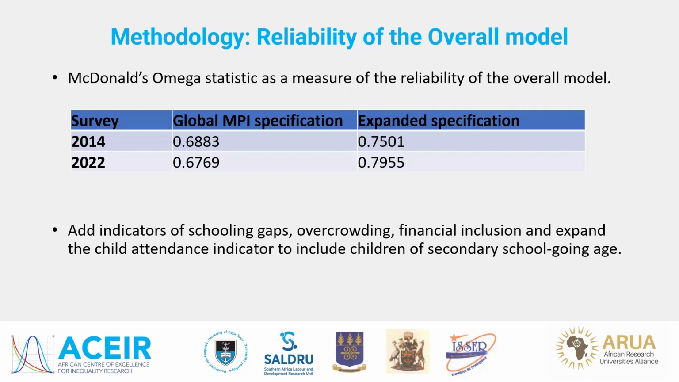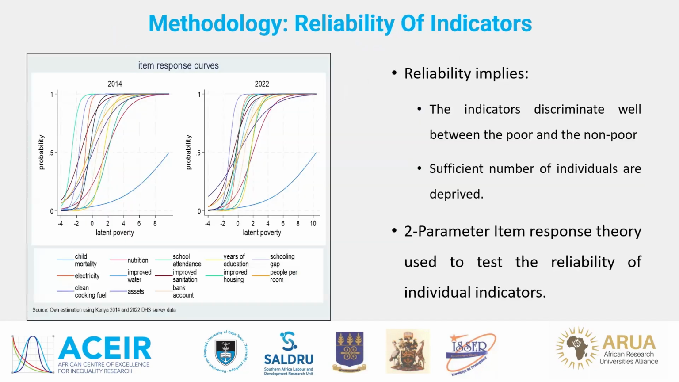So we move from the overall model to the indicator reliability. Indicator reliability means two things. One, since we are measuring poverty, the indicator should be able to discriminate well between who is poor and who is not poor. If you have an indicator which anyone across your deprivation distribution has, then it does not discriminate well between the poor and the non-poor. Secondly, a sufficient number of individuals should be deprived. If the proportion of people who are deprived is very small, then it's no longer actually bringing out poverty. And if everyone or almost everyone has the indicator, then it's no longer measuring poverty either.